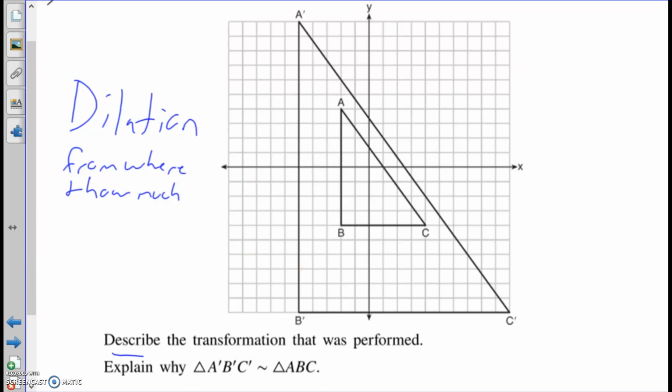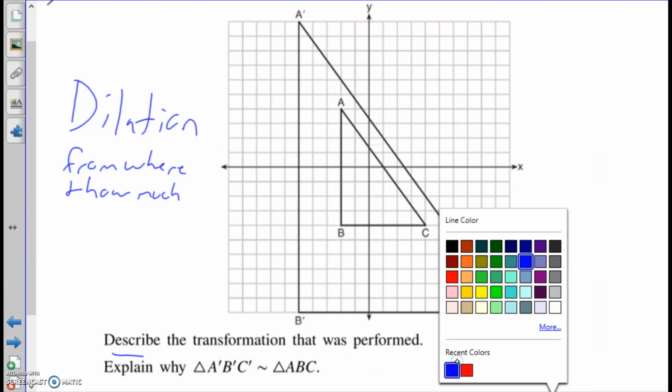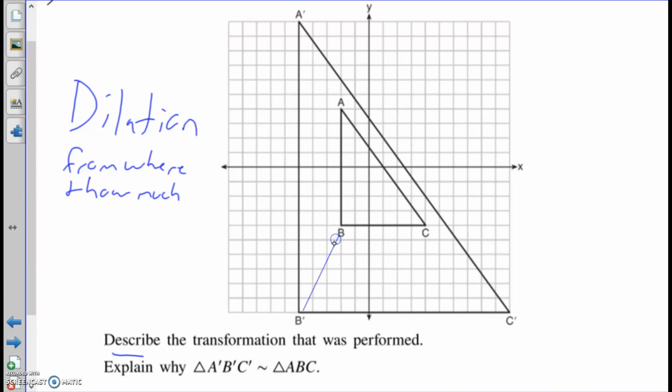One of the ways to figure that out is to draw the dilation lines, I call them. I don't know if that's actually the technical term. So if you connect corresponding points, like B to B', and trace it back, and the same thing with A to A' and trace it back, and C to C', you'll notice that they're all crossing at the origin, and so that must be the center of dilation here. So this is a dilation from the origin.